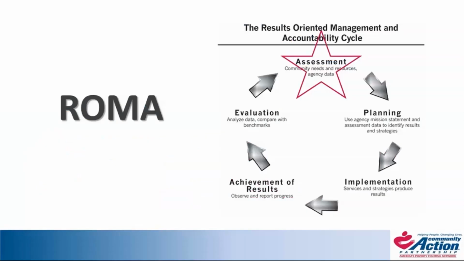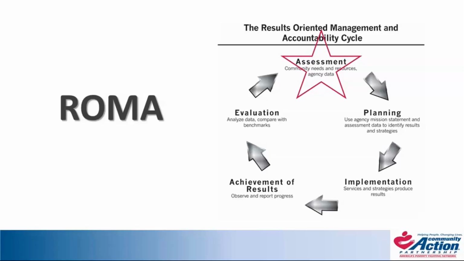So part of the foundation of this webinar is looking at really making sure that the community needs assessment is aligned with ROMA, which is that results-oriented management and accountability cycle. And so, really this is where we connect the community needs assessment into planning and of course the implementation of services and strategies, achieving those results, and then using any evaluation and data analysis throughout that whole process to feed into the next planning cycle. And so this is really where we highlight the importance of the community needs assessment in this full ROMA cycle and how all of these pieces are connected.